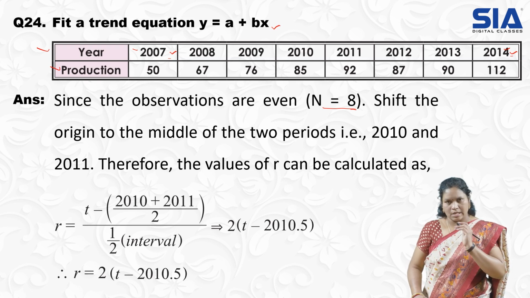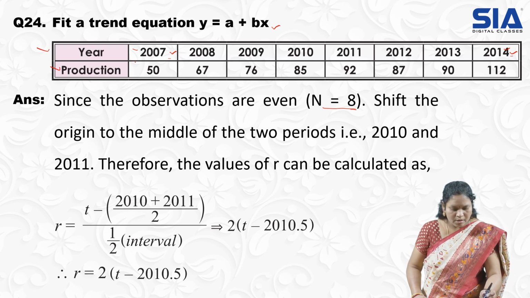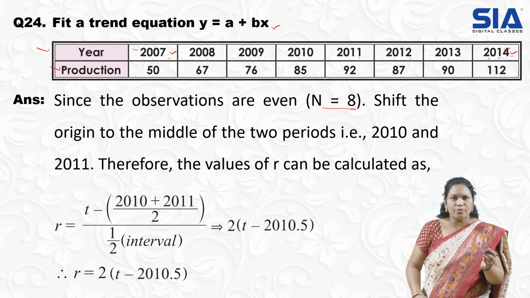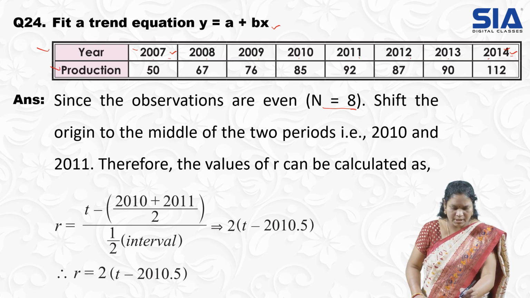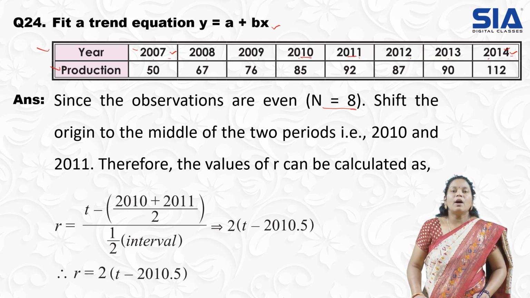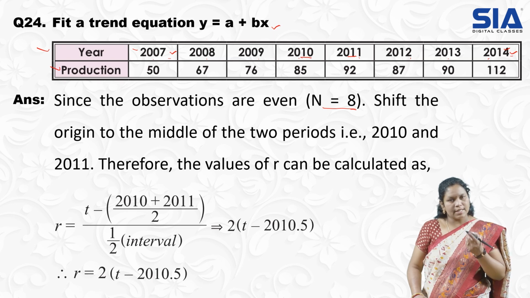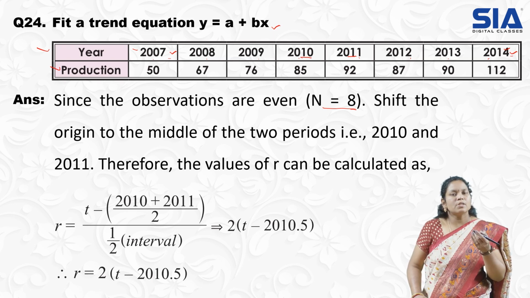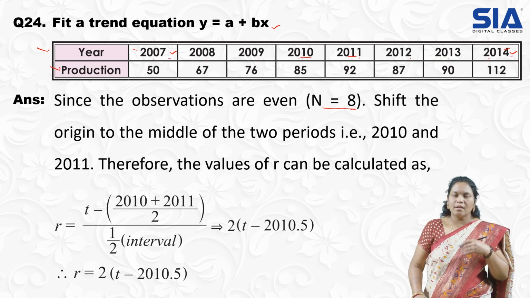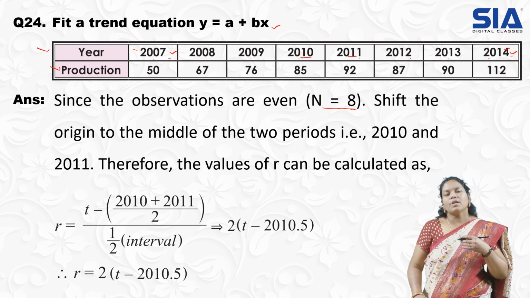So let us check the middle two years. Counting 1, 2, 3, 4 and then another 1, 2, 3, 4, first 4, next 4, the middle becomes 2010 and 2011. So we got a tie between 2010 and 2011. I can't take 2010 or 2011 directly, so I'll take the average of these 2 years, and then we'll get exactly the middle value. In this way we can break the tie.